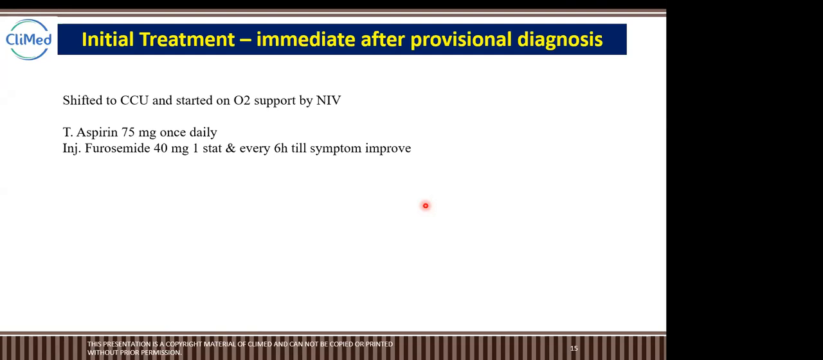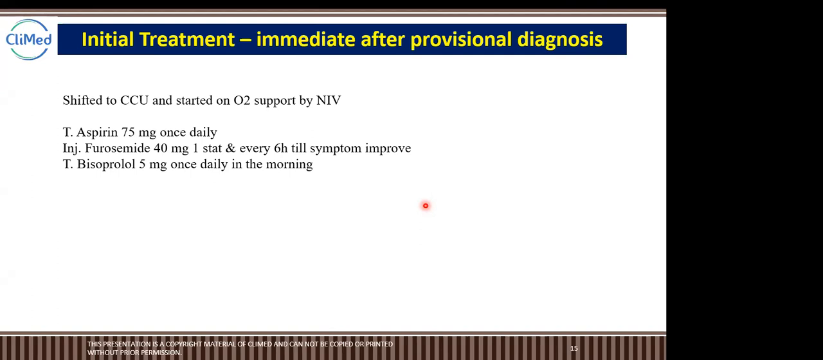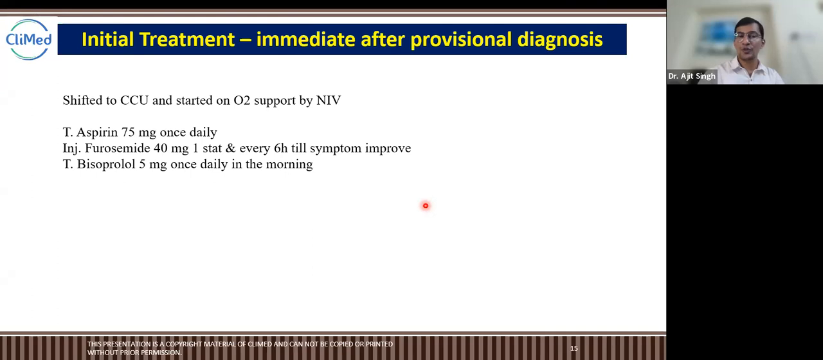Okay. Yeah. Then bisoprolol 5 mg once daily in the morning. It was reduced. What was the dose before? 5 mg BD. Yes. So bisoprolol was cut down to once only, and then enalapril was added.